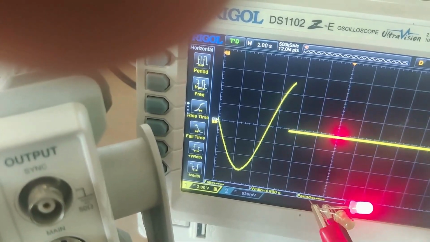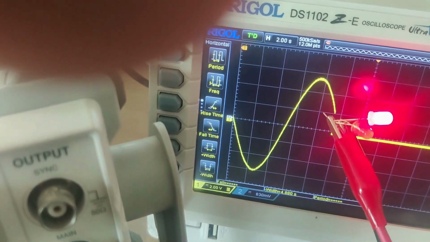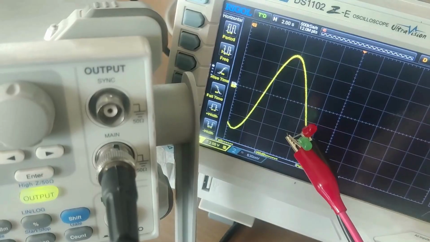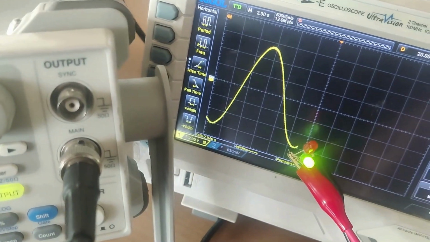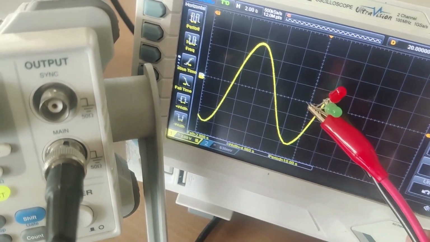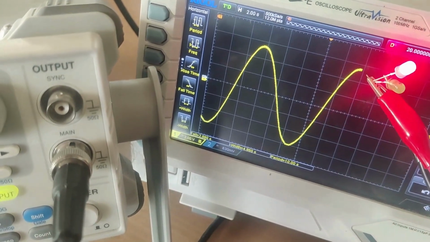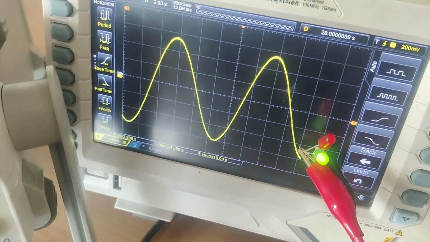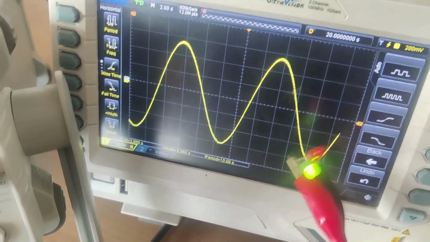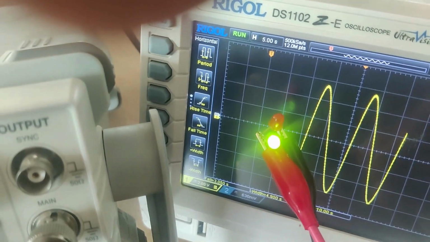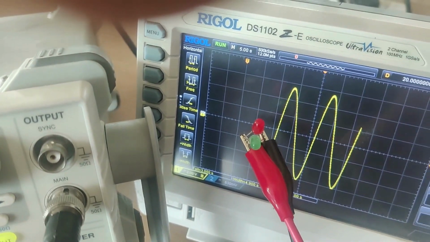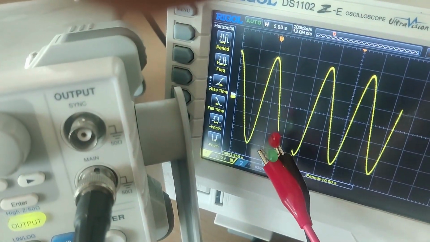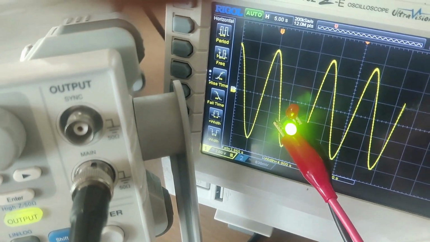I have given the frequency here as 0.1 Hz, which means an electron completes one cycle in 10 seconds. That means a half cycle completes in 5 seconds. You can observe at the positive peak of the wave, the red LED glows, and when the sine wave starts falling towards zero crossing, you can observe no LED glows, and when the negative peak of the wave is reached, the green LED glows, then again it starts rising towards zero crossing. You can see near zero crossing, no LED glows, and this way the sine wave travels.